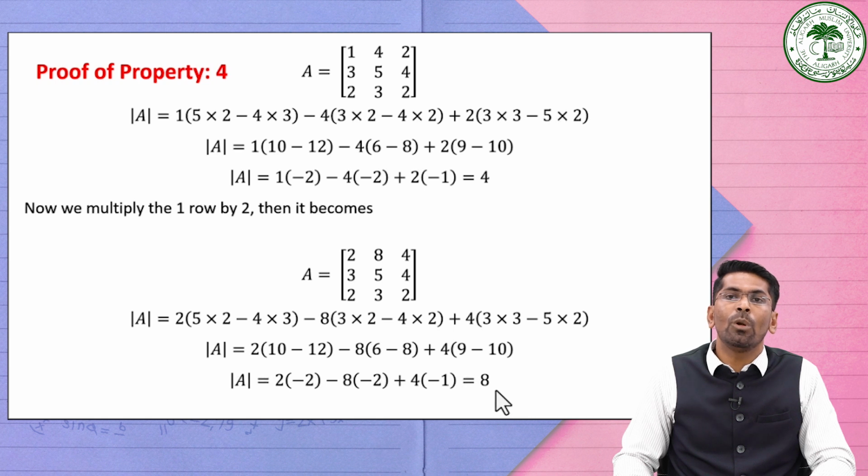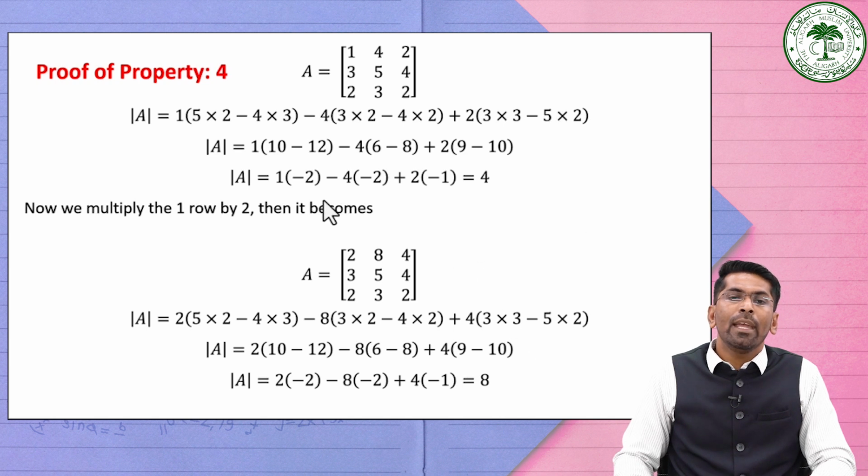The determinant value is equal to 8, which means that the determinant value is equal to k times the determinant value of the original matrix. The original matrix value was 4 and we are multiplying with the constant, so it is 2 into 4, which is equal to 8. So the result has come here. So this property is also proved here.